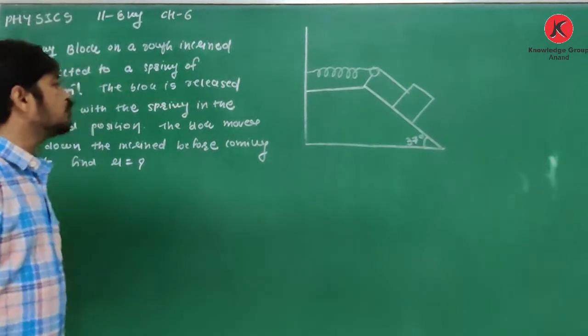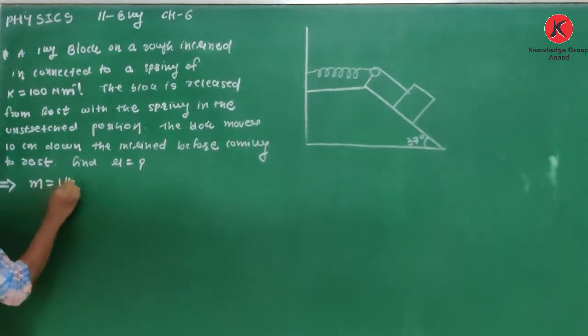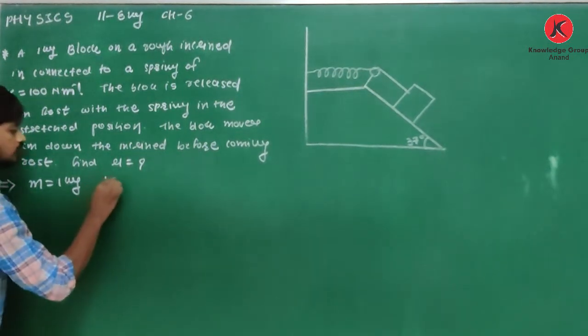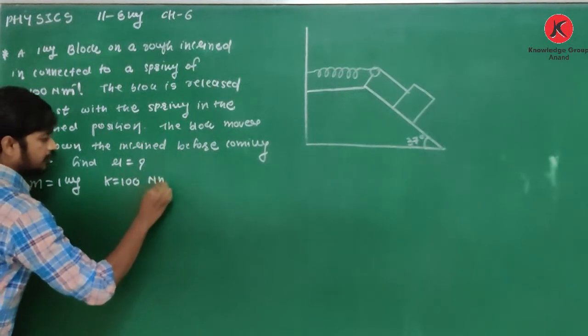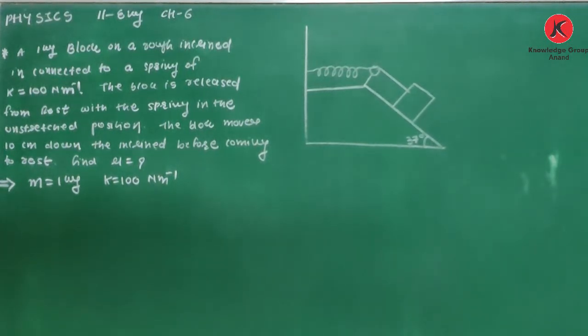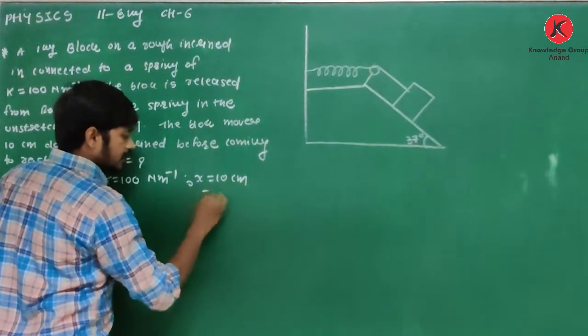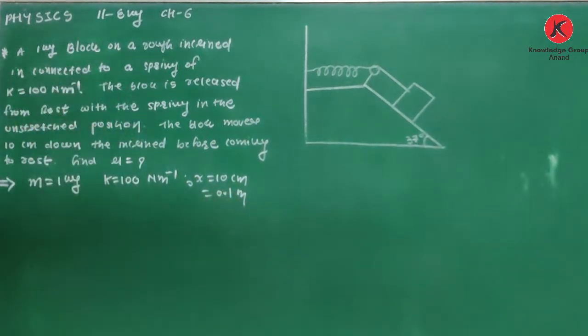Okay, now how to solve this question? See, first of all, we will write the data. A 1 kg block means M is equal to 1 kg, on a rough incline, is connected to a spring of k is equal to 100 Newton per meter. The block is released from rest with spring in unstretched position. The block moves 10 cm down, so that x is equal to 10 centimeter is equal to 0.1 meter, down the inclined plane before coming to rest. Find mu is equal to what? Coming to rest means what happens?